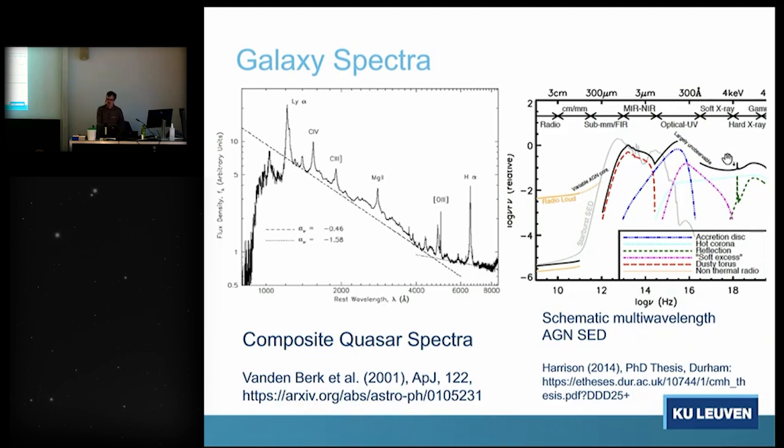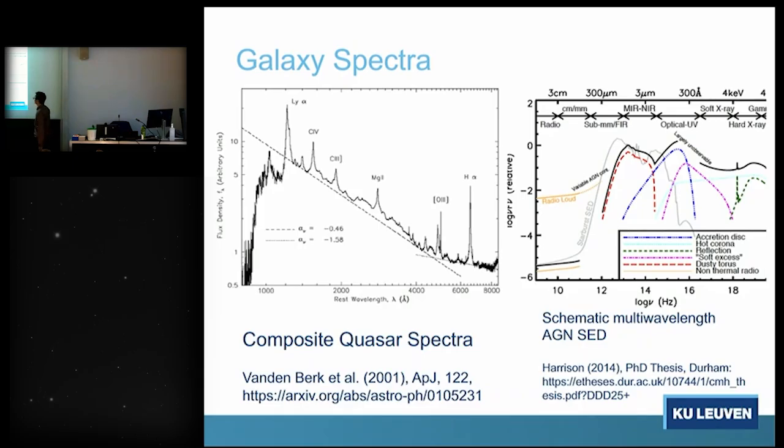They can also emit quite a bit in hard X-rays, and then they can be radio loud or radio quiet. That is, either they drop very steeply in the radio, or they actually emit a significant amount in the radio region. So their spectral energy distribution is much, much broader than that of a typical normal galaxy.